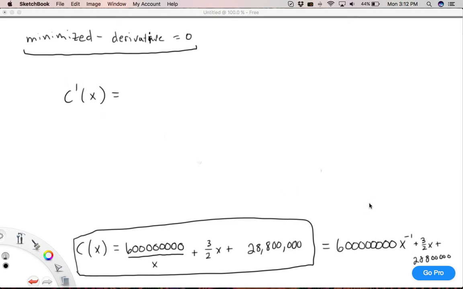I'm sorry. Okay, so when we take the derivative of this function, we're going to get negative x to the negative 2 plus 3/2. And that's it. The 28 million, the constant at the end, that turns into a 0. So this is what we're left with. And then we set this equal to 0. I'm going to rewrite this in a little more manageable fashion. And I'm going to turn this negative exponent back into a fraction. So it's going to look like this.